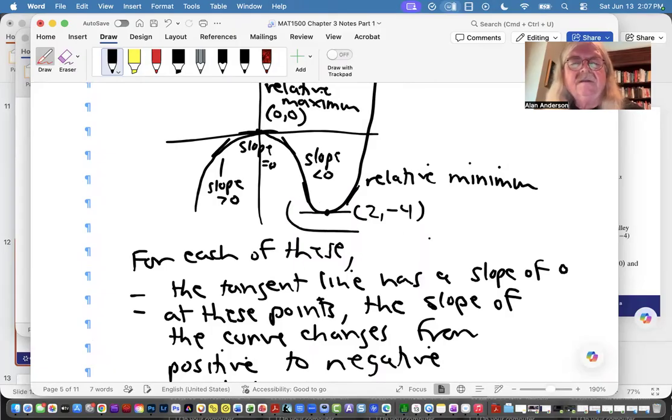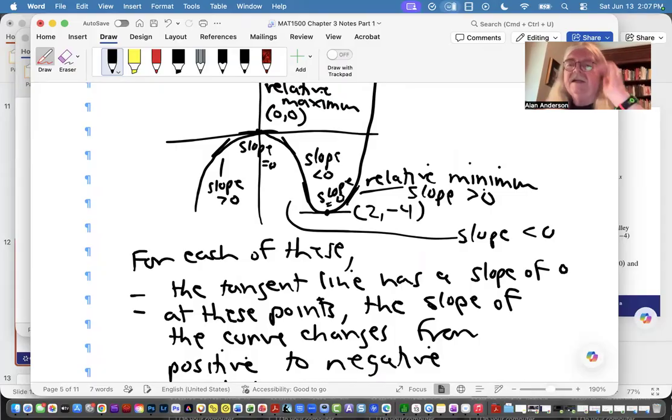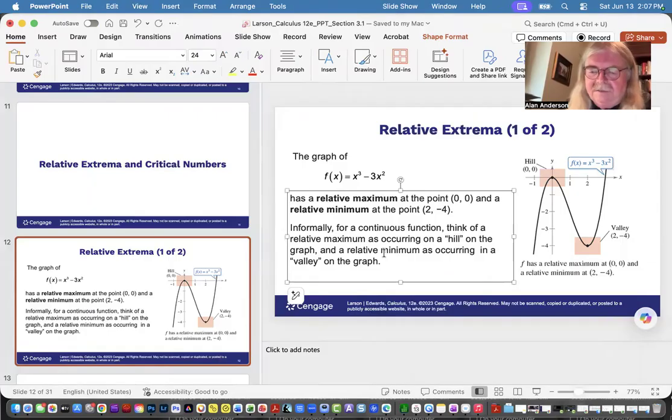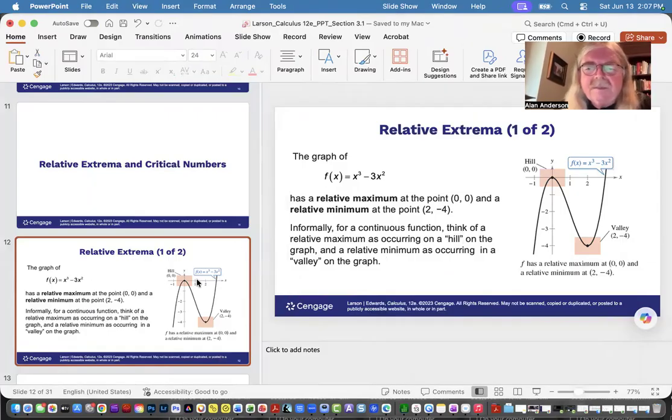And then down here, the slope continues to be negative. Then it goes to zero. And then here it's positive. So when it changes direction like that, you know that you're looking at either a relative minimum or a relative maximum. Okay, so with all that being said, now if you notice too, it mentions the name relative extrema here.